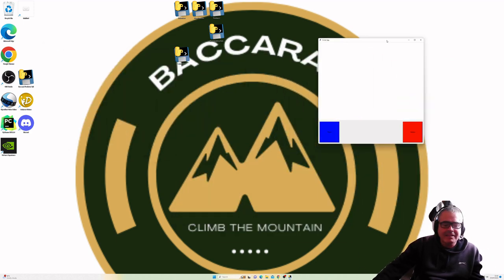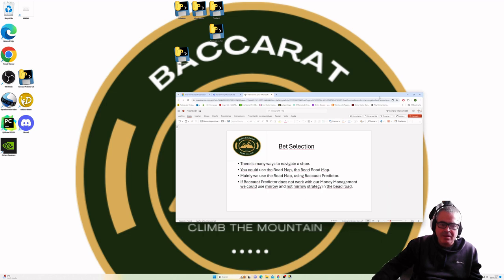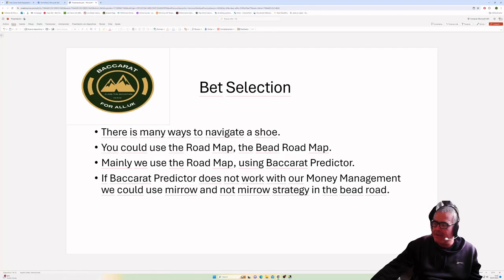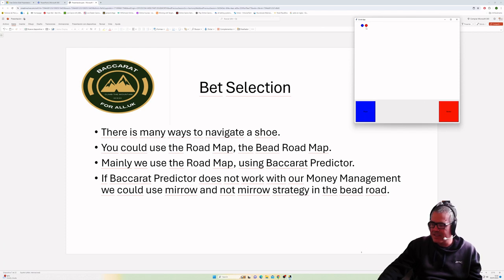So basically, I was waiting for a situation like this. Player, bank, and at this moment I will bet bank. That was my aim when I was playing. I was always betting the second bank. You see, second bank, that is what I used to bet. So in this case, I will bet bank.